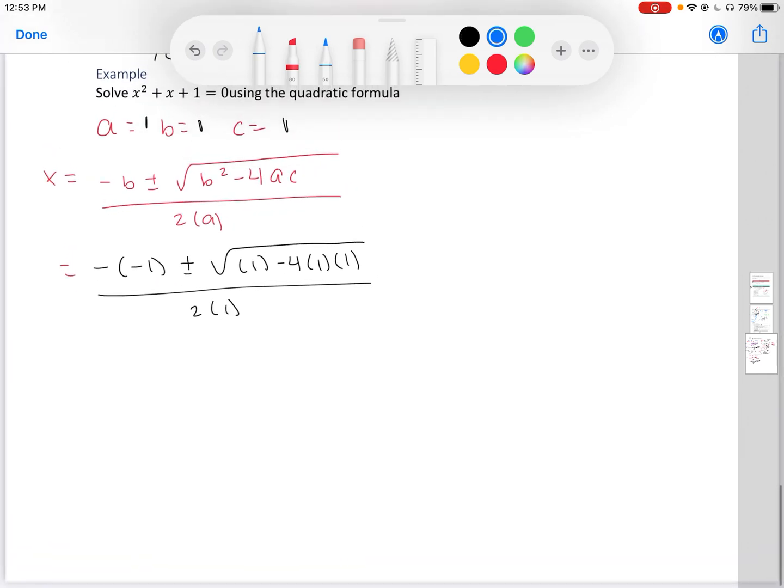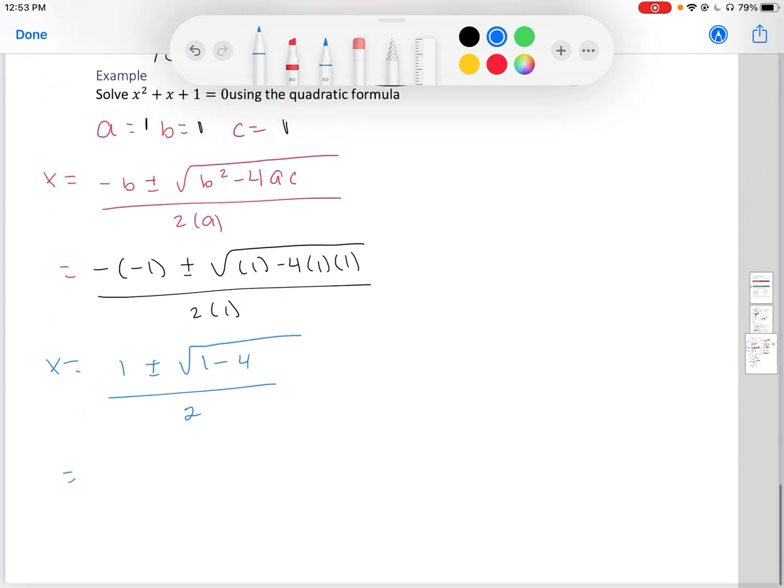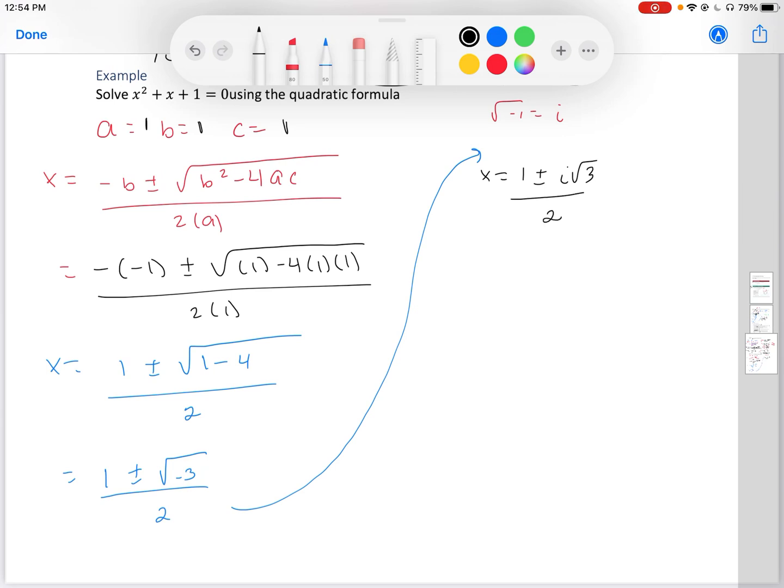Alright, let's clean it up. We have x is equal to positive 1 plus or minus the square root of 1 minus 4 all over 2. So I have 1 plus or minus the square root of 1 minus 4 is negative 3 all over 2. Alright, so let's take the square root of a negative. Remember that the square root of negative 1 is just i. So if we ever have a negative, we just get rid of it by writing i. So I have x is equal to 1 plus or minus i square root of 3 all over 2.